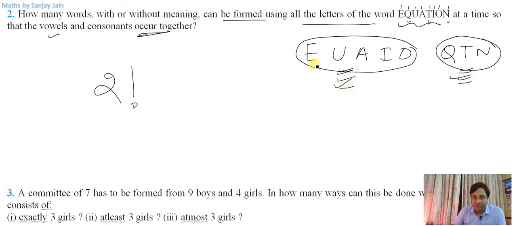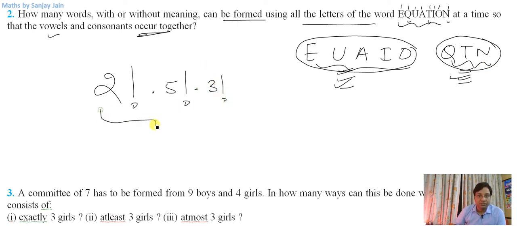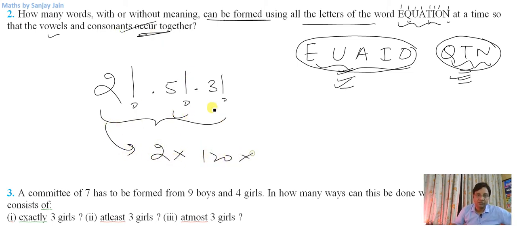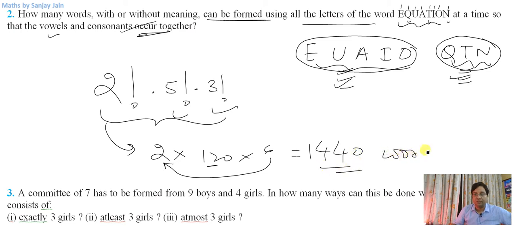Now the internal arrangement of these vowels can be in 5 factorial ways, and these consonants can arrange themselves among themselves in 3 factorial ways. So I'll multiply it with 3 factorial. So this is going to be the total number of words that can be formed using all the letters of the word, given all these conditions in the question. So what is this number? This is 2, this is 120, this is 6. So this is 12 into 120, 1440. So these many words can be formed.